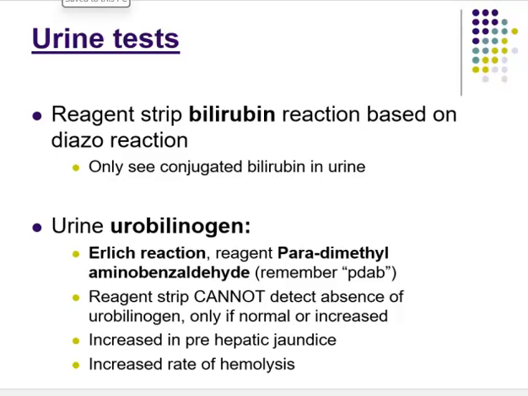It cannot detect 0. You will have an increase of urobilinogen in your urine in prehepatic jaundice, and you'll also have increased rates of urobilinogen if a patient has hemolysis.